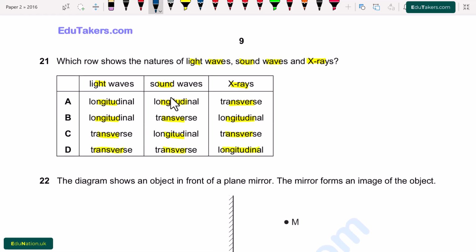So first of all, light waves and X-rays, both of these are transverse, while the sound waves are longitudinal. In a transverse wave, the vibration of the particle is perpendicular to the direction of propagation of the wave, while in a longitudinal wave, the direction of the vibration is parallel to the direction of propagation of the wave. It means that light waves and X-rays, both of these are transverse, that is given in option C. And also sound wave is longitudinal, it is also given in option C. So option C is correct from here.